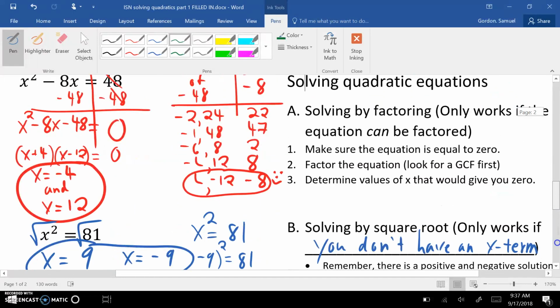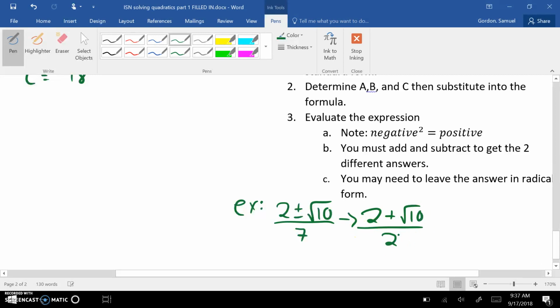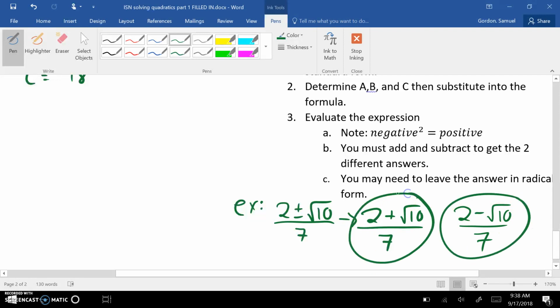If you look at the notes down here, it says you may need to leave the answer in radical form. So I'll give you an example of what that would look like. Let's say you were doing all your math and you had 2 plus or minus the square root of 10, over 7, let's say. If that happens, you just write one answer as 2 plus the square root of 10 over 7, and the other as 2 minus the square root of 10 over 7. And you'd be done. Those would be your 2 answers.